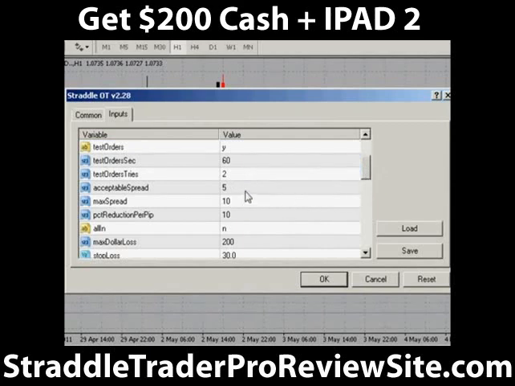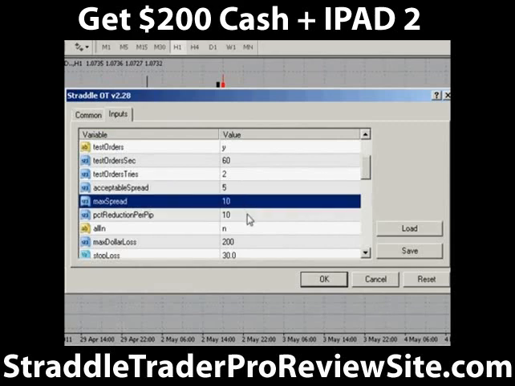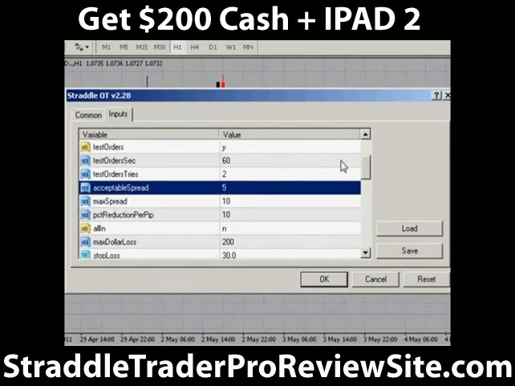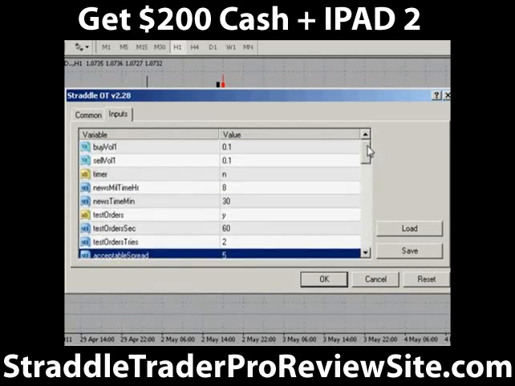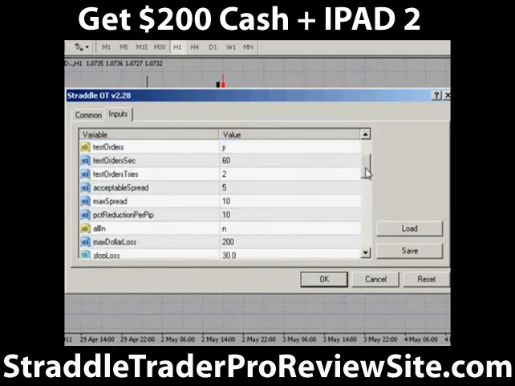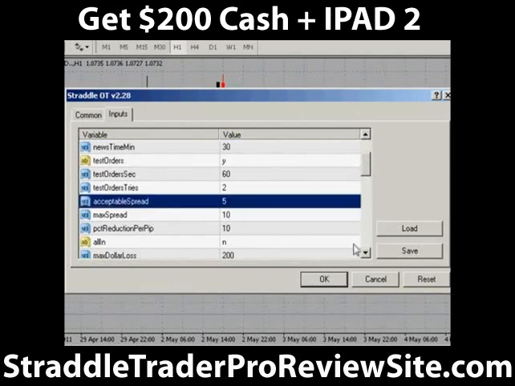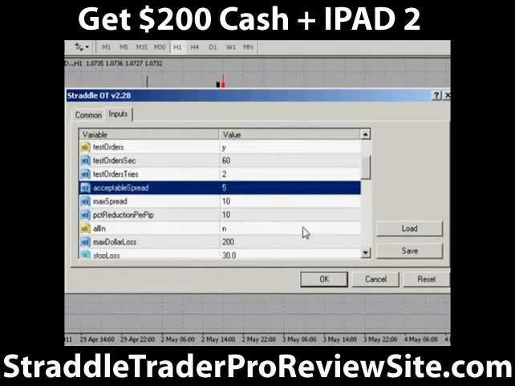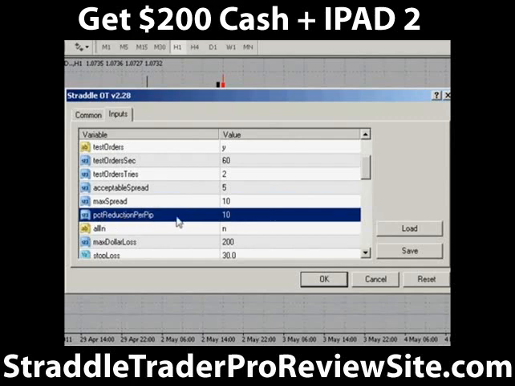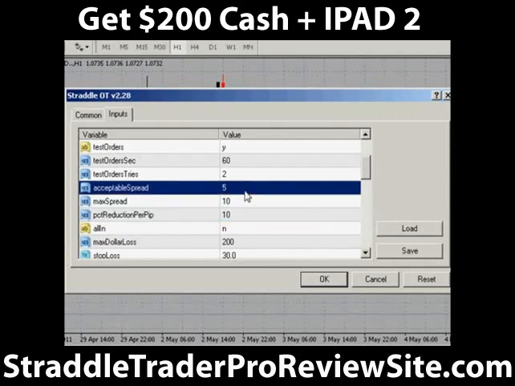The next thing that I want to show you that is frequently modified is these three right here: the acceptable spread, the max spread, and the percent reduction per pip. What the acceptable spread is telling us is, for this lot size that you've chosen up here, let's say you picked one lot, if the spread goes up to 5 pips, you want it to leave the lot size alone. If the spread comes in between the acceptable spread and the maximum spread, you want to reduce your lot size by this percent, the percent reduction per pip.